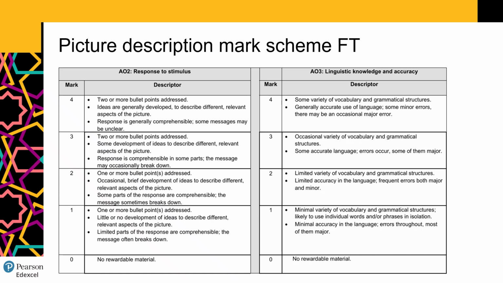The format of the marking grids for the picture description and the conversation shows the layout we use for tasks across foundation and higher tier, where 2 grids are applied to the response. For the picture description, which is on this slide, there is 1 grid for AO2, response to stimulus, and 1 grid for AO3, linguistic knowledge and accuracy. Candidates are marked for the content of the description and for the accuracy of what they say. And the next slide is going to go on to look at the higher tier version.